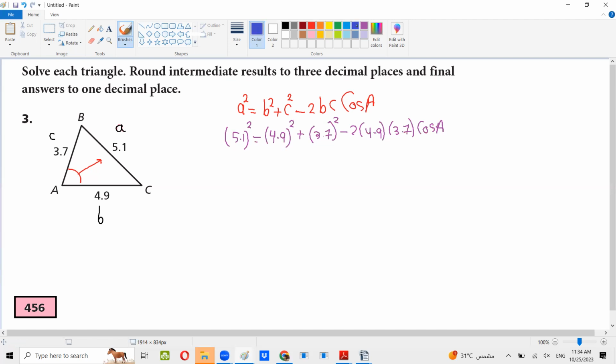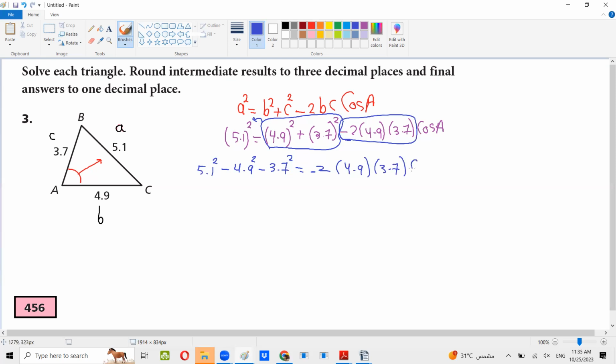Look, I can take these to the second side by minus. I want to solve the equation. I can take the numbers to be alone at one side. I can write 5.1 power 2 minus 4.9 power 2 minus 3.7 power 2 is equal to, and here you can multiply them, or I will write it one time, negative 2 times 4.9 times 3.7 cosine A.